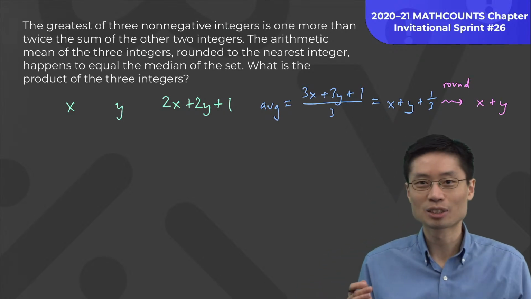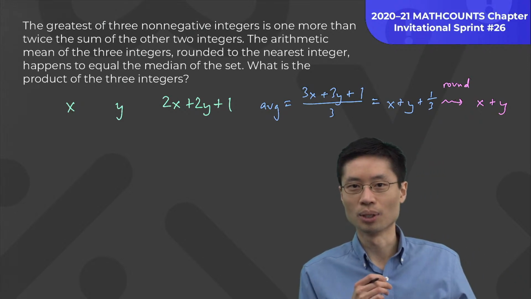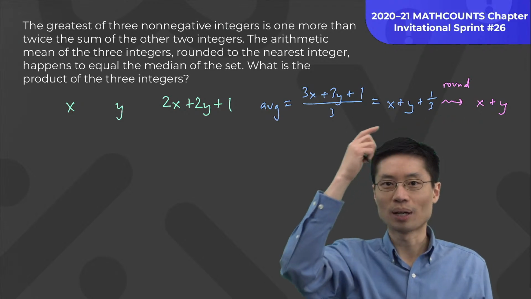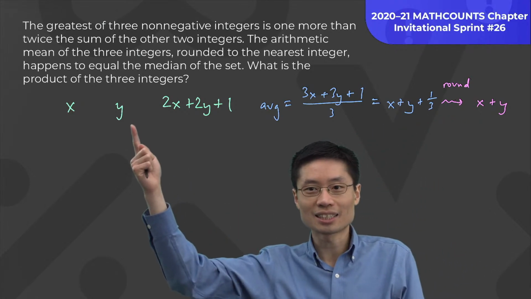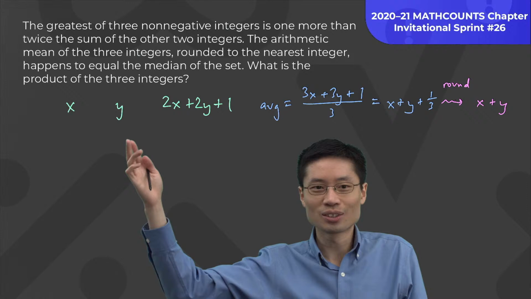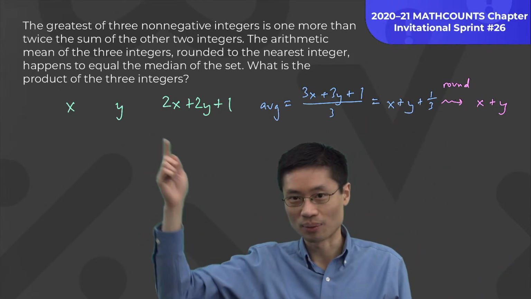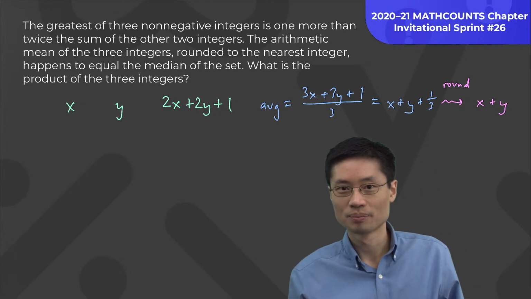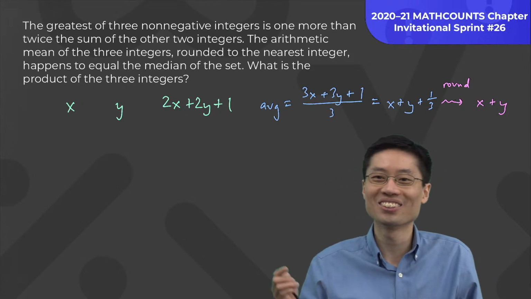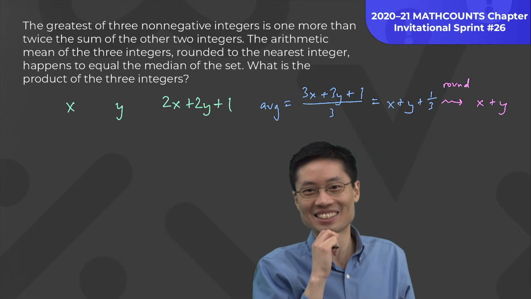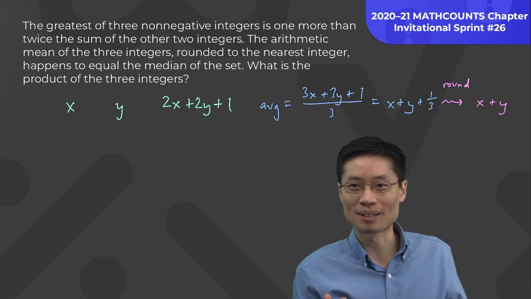Okay? And now supposedly, whoa, it's telling me that the x plus y happens to equal the median. I said that that's the median. Whoa, then I know something about x, don't I? Because if I know that x plus y is equal to y, then x better be 0. Oh, that's why the question asks what's the product of the 3 integers. This is so nice. Oh, you multiply by 0.